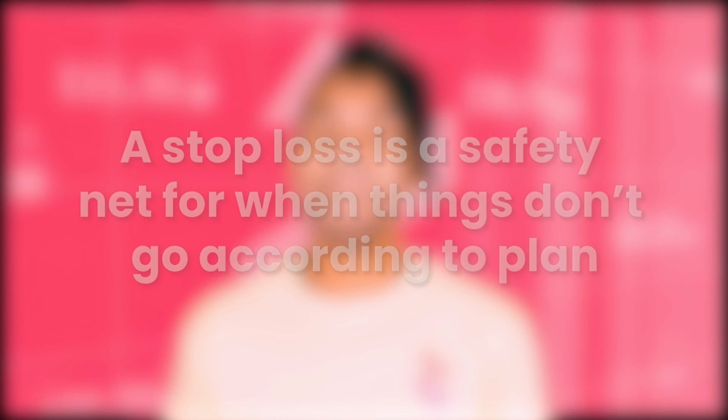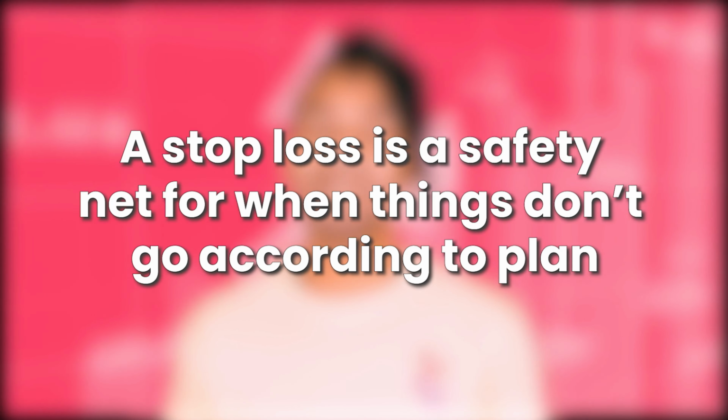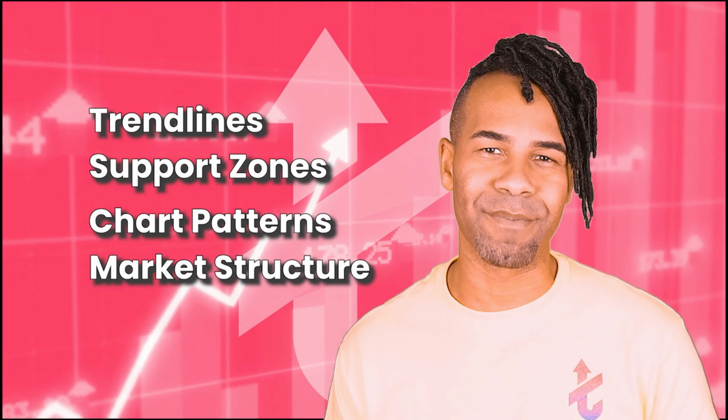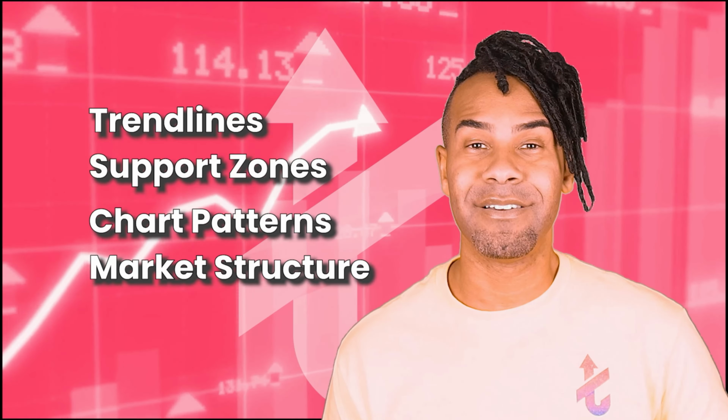No trader is right 100% of the time, so a stop loss is a safety net for when things don't go according to plan. When I go long, there are 4 ways I prefer to set a stop loss. I use trend lines, support zones, chart patterns, and market structure. Let's jump into trend lines first.